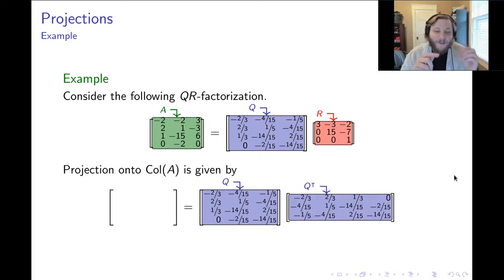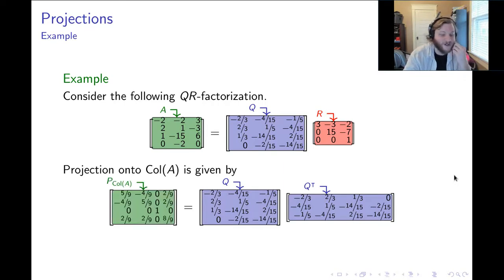The cool thing about this is we know Q transpose times Q is the identity, but Q times Q transpose is not the identity, because Q is not invertible here since it's not square. Here, Q times Q transpose is the projection onto the column space of A, and I did the calculation and got this 4x4 matrix when I multiplied Q by Q transpose. The point here is that I don't have to do an ugly calculation to find the projection matrix because someone is giving me a QR factorization.